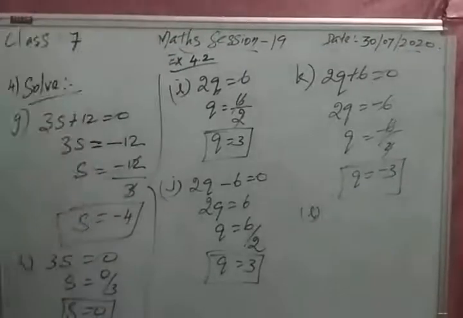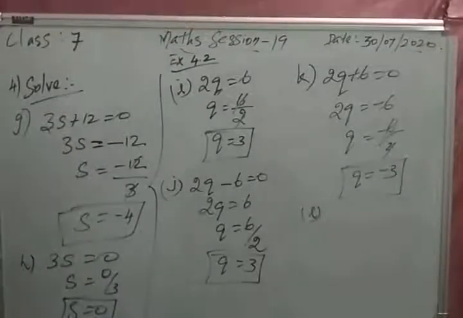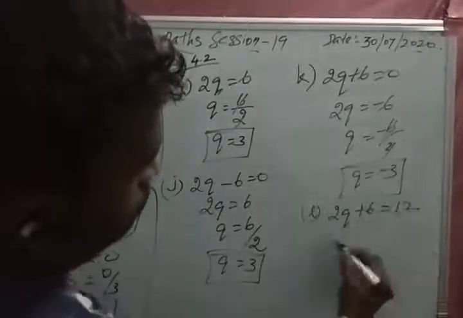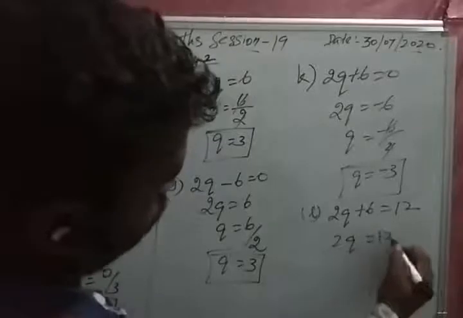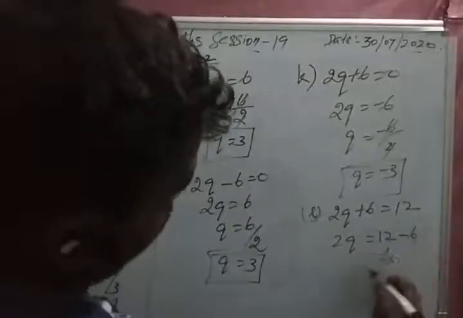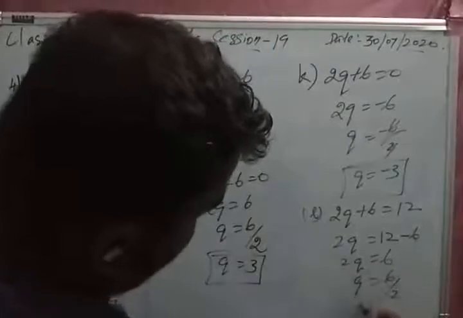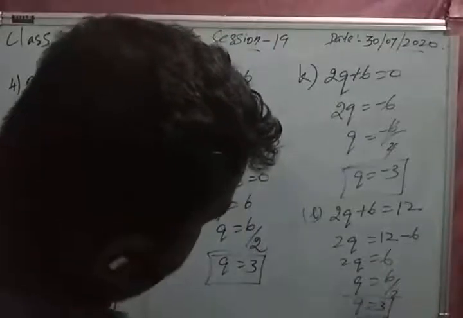Next last, L, that is 2Q plus 6 is equal to 12. Then 2Q is equal to 12 minus 6 which is equal to 6. Then Q is equal to 6 by 2. Then Q is equal to 3.